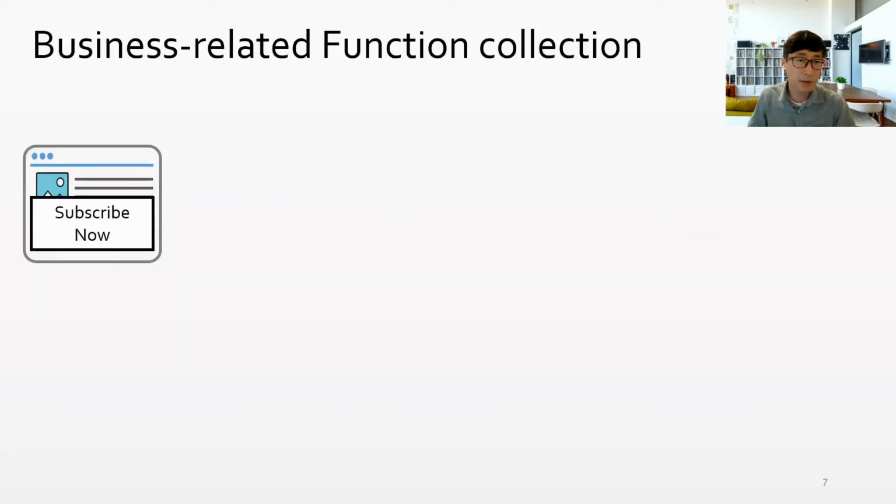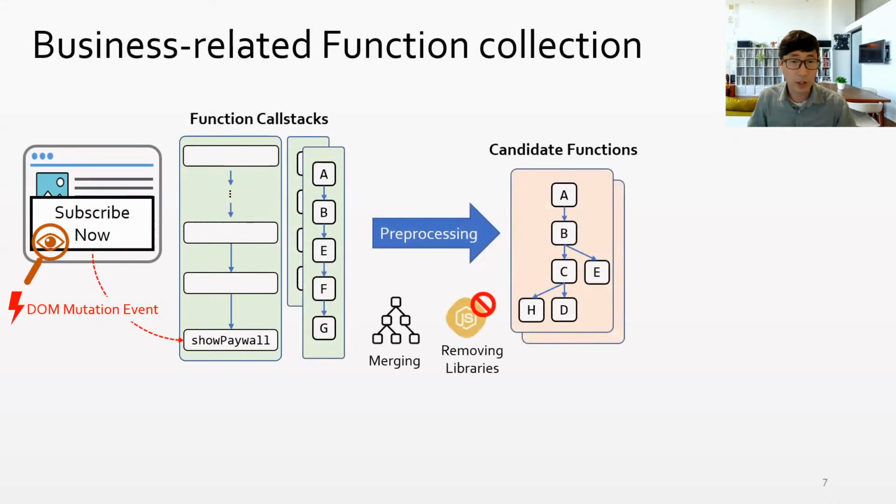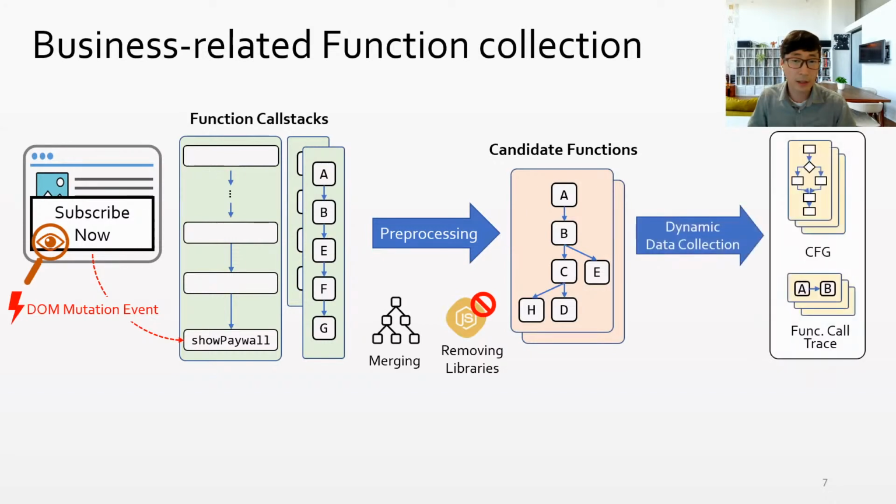The first step of our system is to identify potential business-related functions. We observe mutation events on business-related DOM objects so that we can collect functions that trigger the event and call stacks. After some pre-processing, we gather the functions and consider them as candidates. Our system also collects dynamic data such as control flow graph and call trace. Now we have a set of functions that might have business logic.